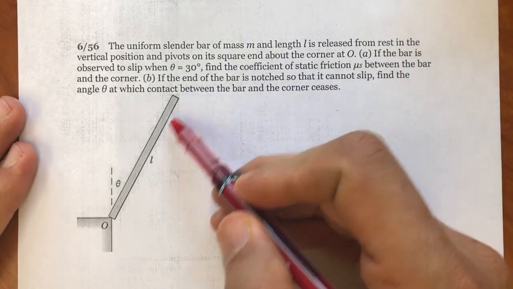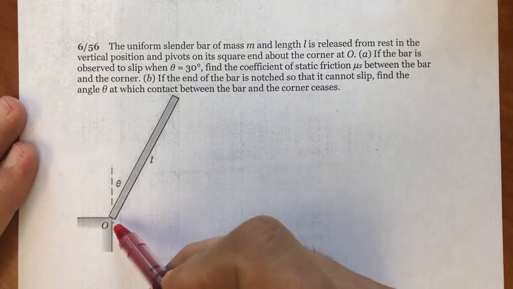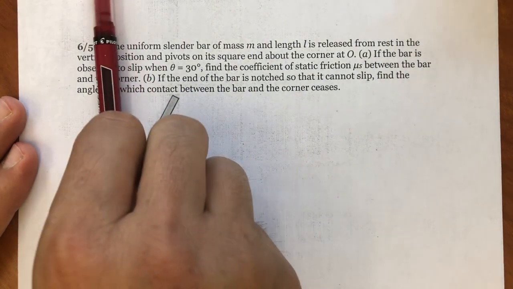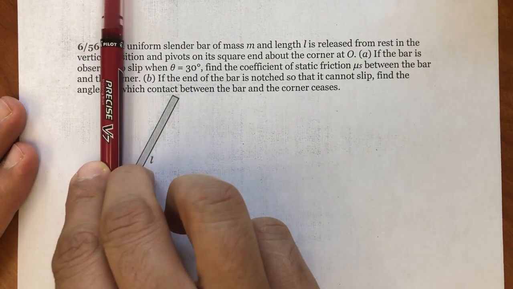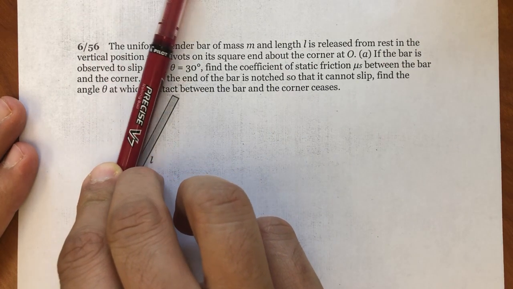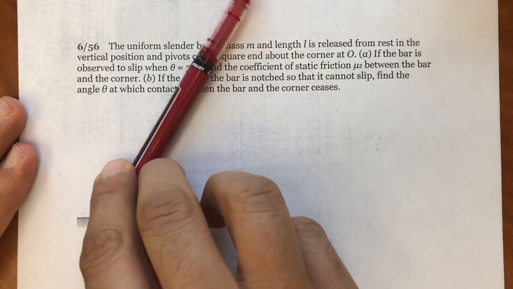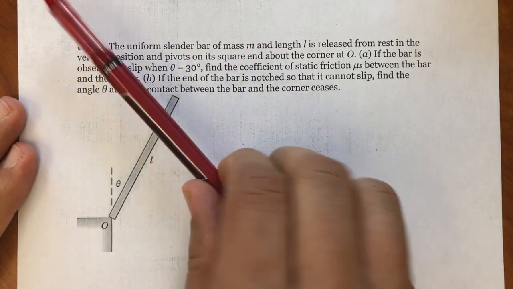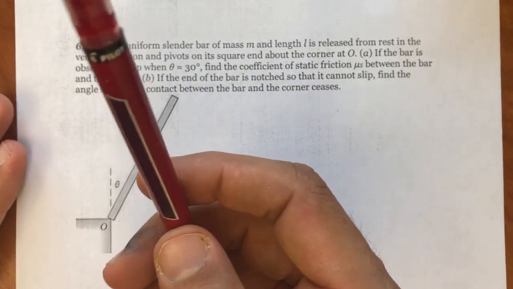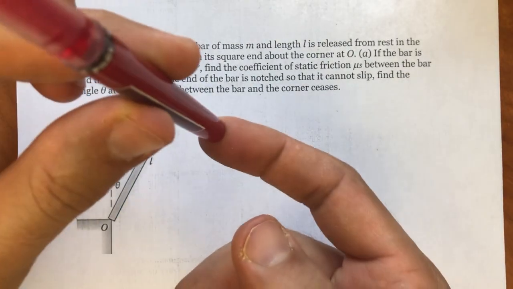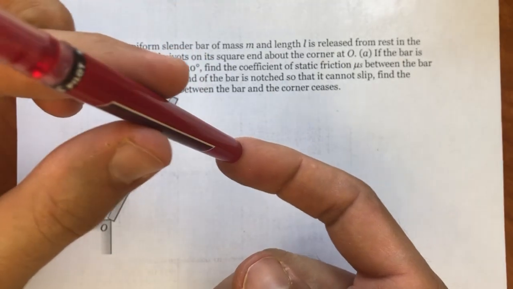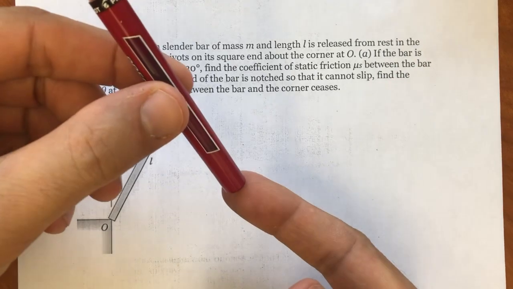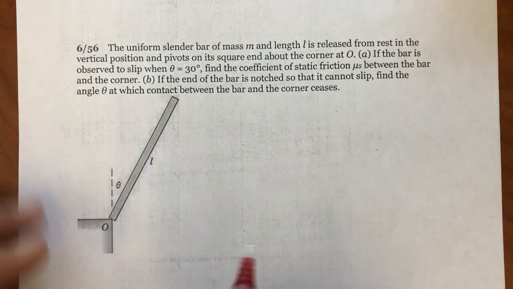Here we have this bar, which is on this corner, and we are releasing it when it is in the vertical direction, slightly leaning to the right. Then it's going to rotate about this point. If you actually do this at home, you can see that if you put a pen on your finger and release it, it's going to rotate to some angle, then it's going to jump over, it's going to slide over.